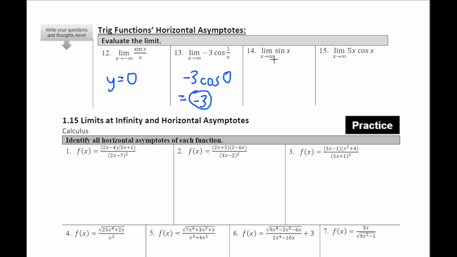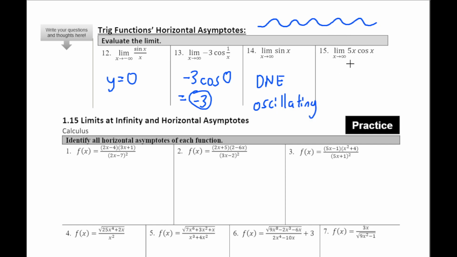14. If you know, the sine function looks something like this. It just oscillates, if it's just by itself, right? So there's no limit. It does not exist because it is oscillating.